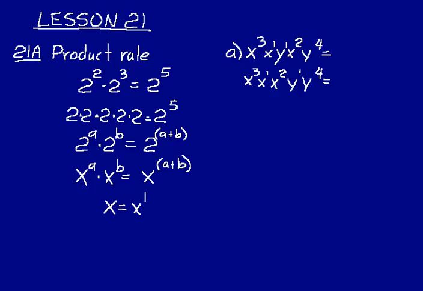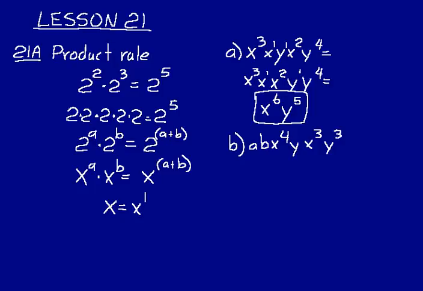Now I can just go ahead and add. And I look at the x's and I have 3, 1, and 2. So that would be 4 plus 2 is 6, or x to the sixth. And then my 2 y's, I'll add those exponents together and I get y to the fifth. So that's the simplified form of that expression: x to the sixth times y to the fifth.